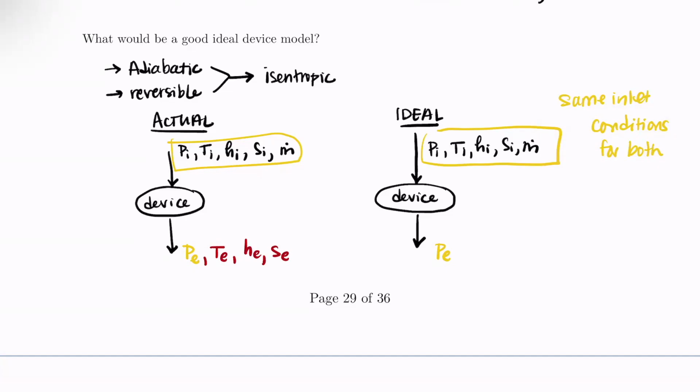And then for our ideal device, we will have Te,s, hes, and then ses, which is the same as si, all right, because we are assuming isentropic.